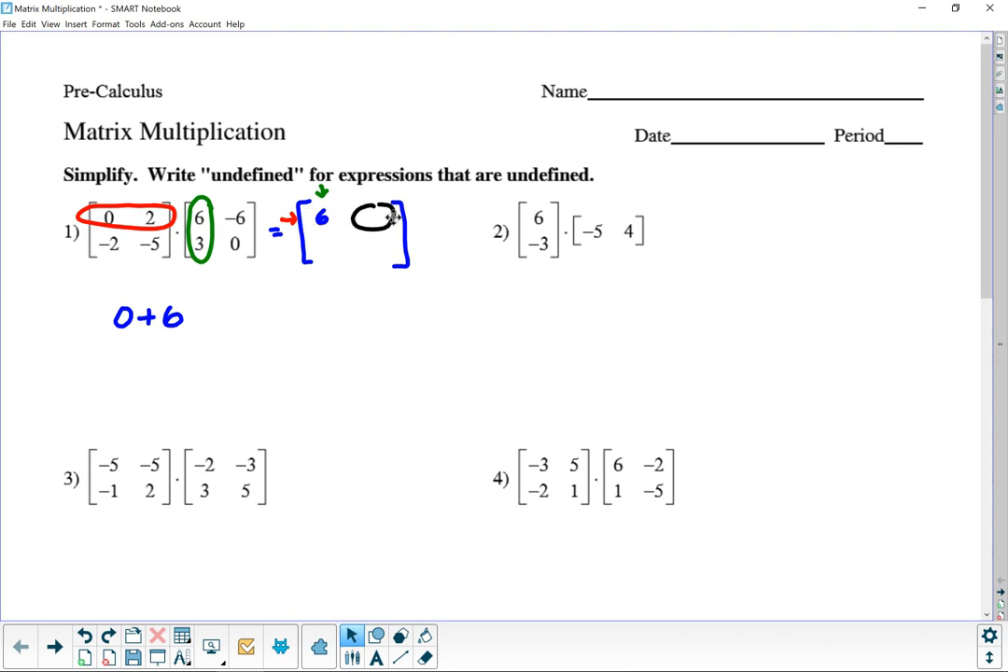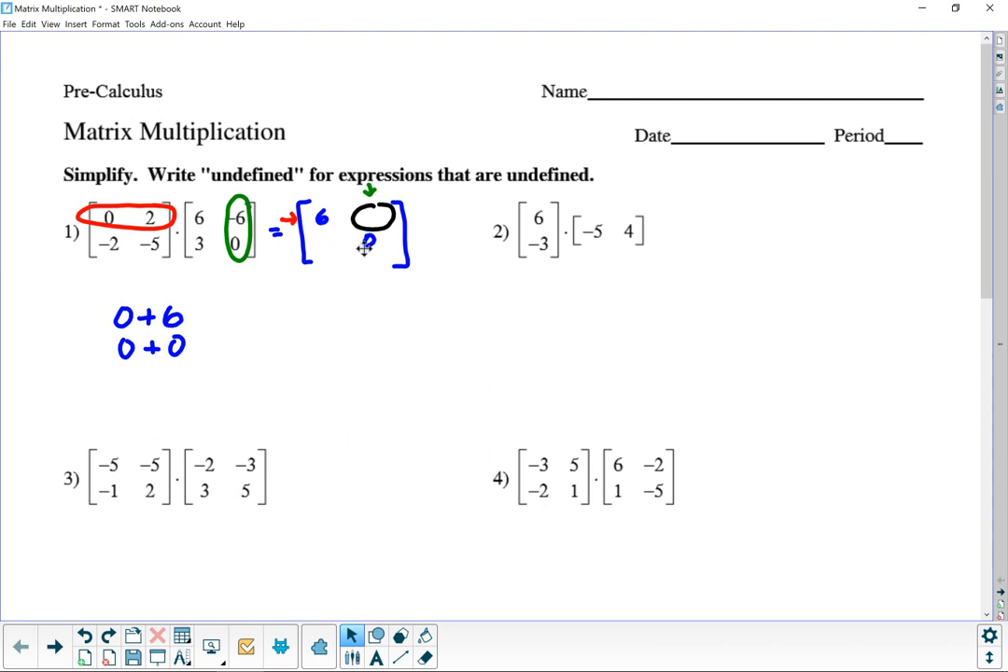Okay, so you move on to this spot right here. This is the first row and second column. So I'm going to use the first row, and I'm going to use the second column. You're going to do the math again. 0 times negative 6 is 0, and you always add. 2 times 0 is also 0, so your answer is 0.